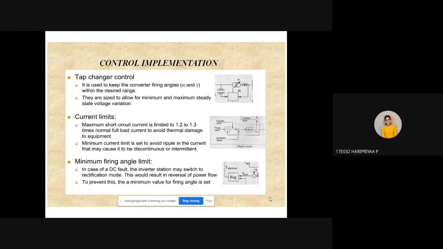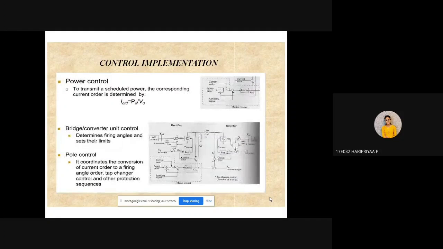In case of a fault, the inverter station may switch to the rectifier mode. This would result in the reversal of the power flow. The normal flow will be reversed. To prevent this, the minimum value of the firing angle is set.